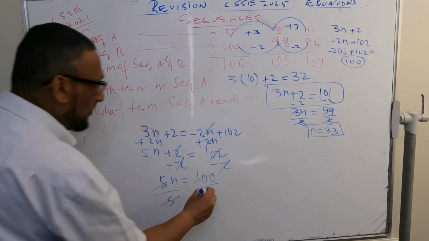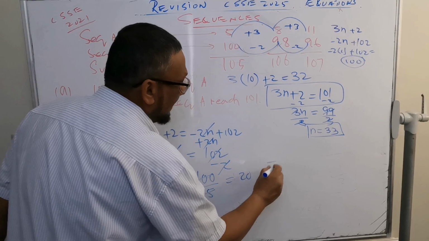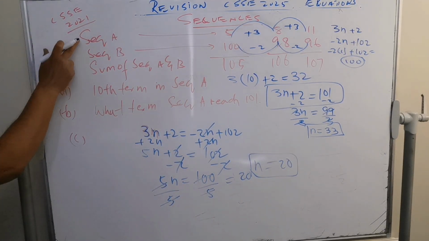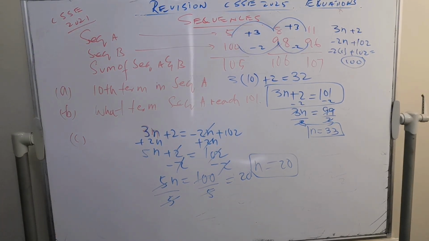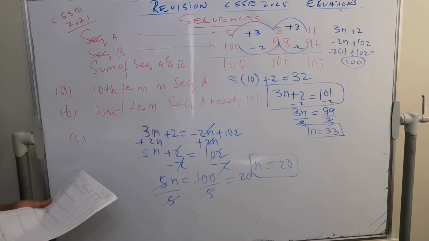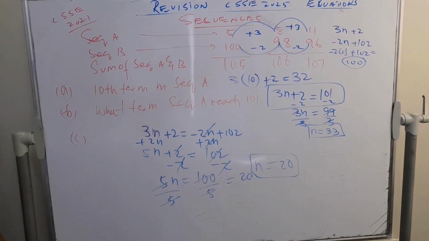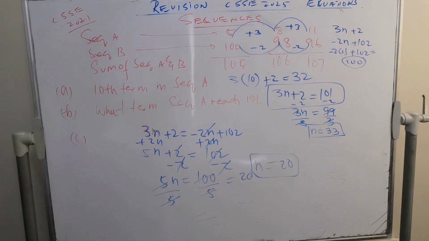So it means 5 times 20 is 100. So n equal to 20, where both sequences will be equal to each other, their numbers will come the same at the term n. So it says what term does sequence A equal sequence B. So sequence A and B are equal at term number 20.